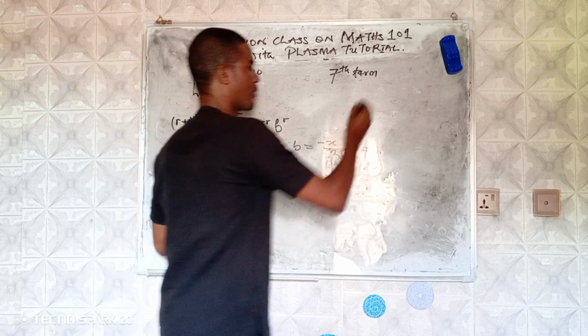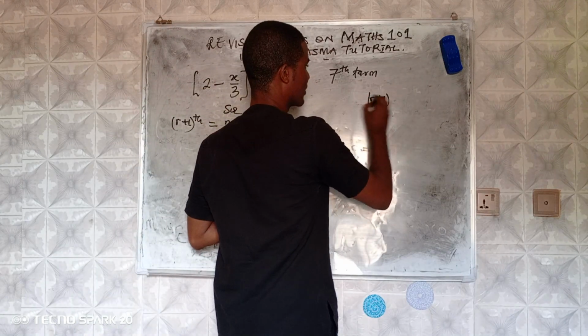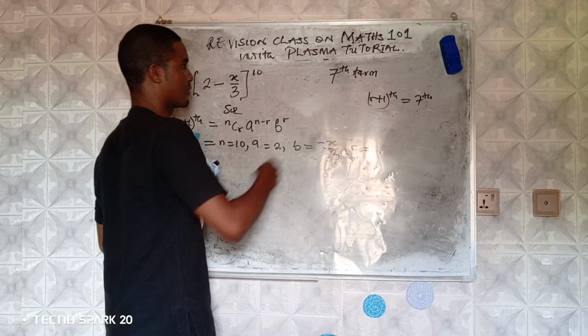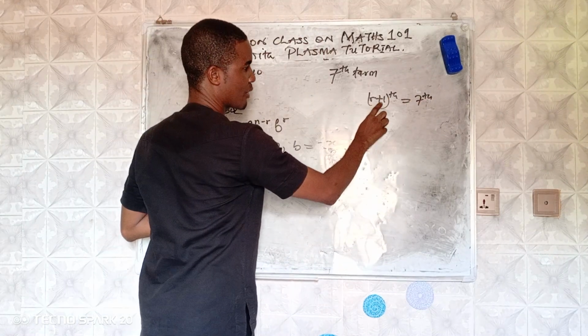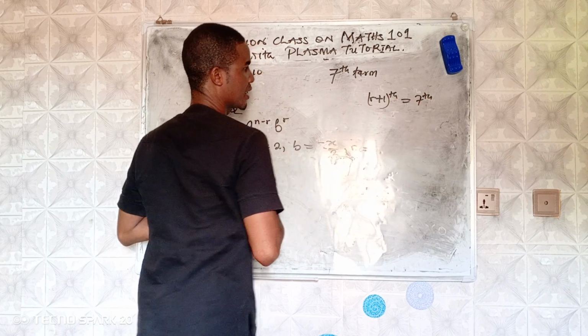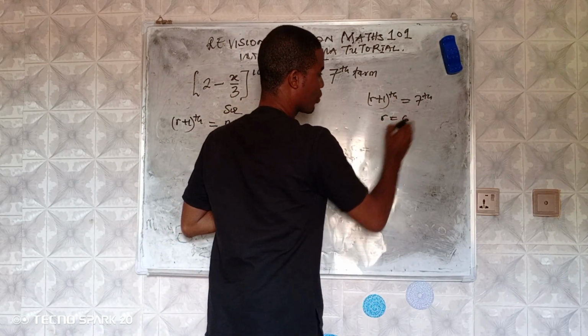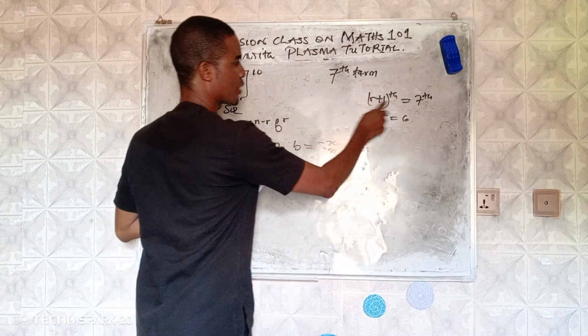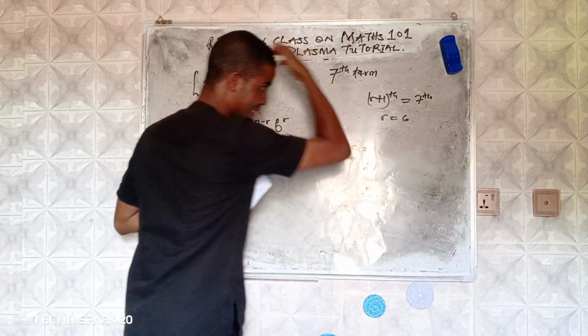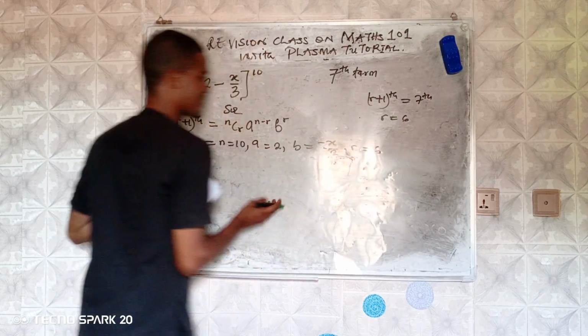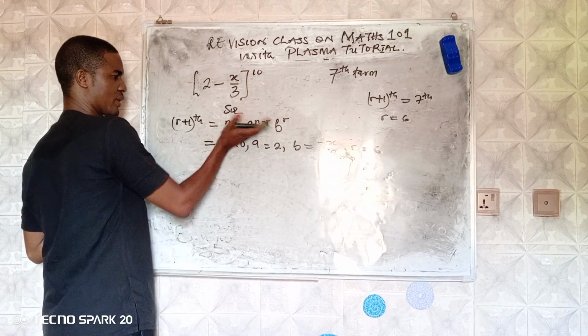Now, knowing fully well that r plus 1 is the 7th term here, that means r plus 1 is 7. So what plus 1 will give me 7? That means r is equal to 6, because 6 plus 1 will give me 7. So the value of r there is 6. All I need to do is to put these values into the formula.